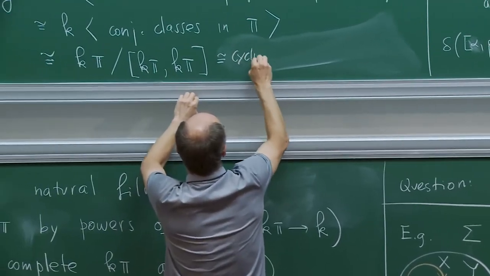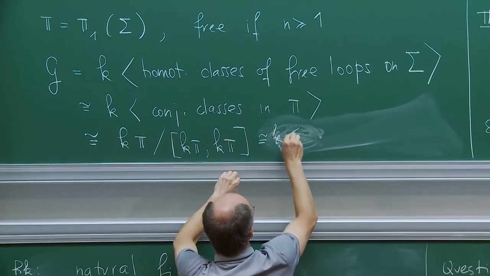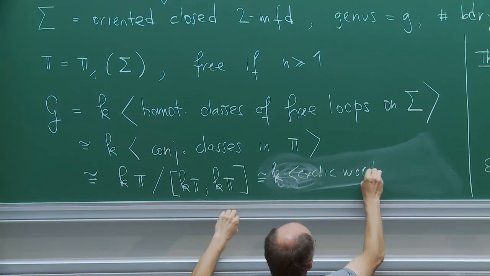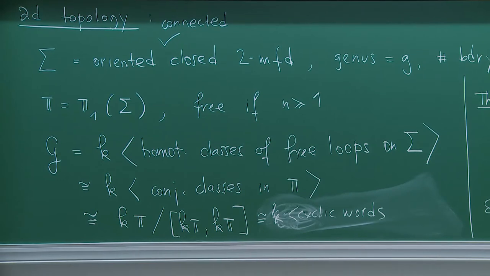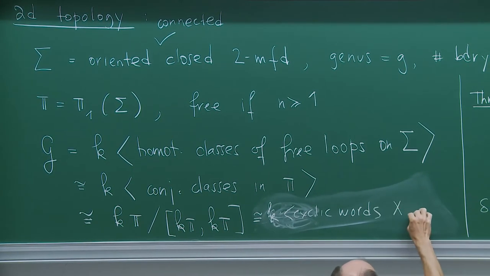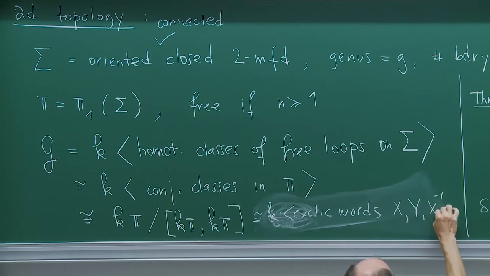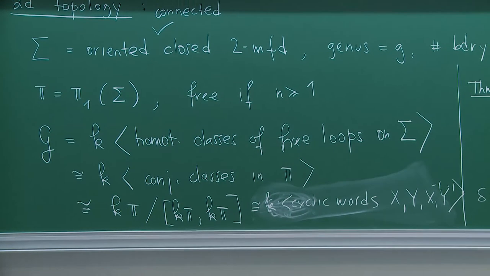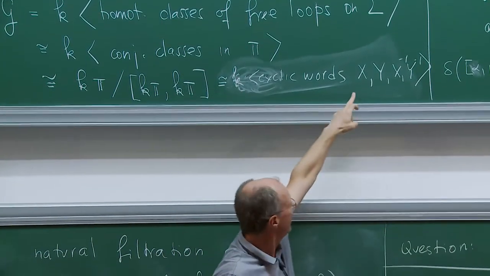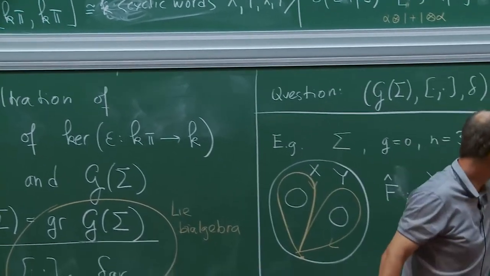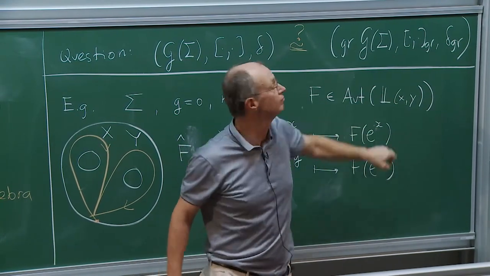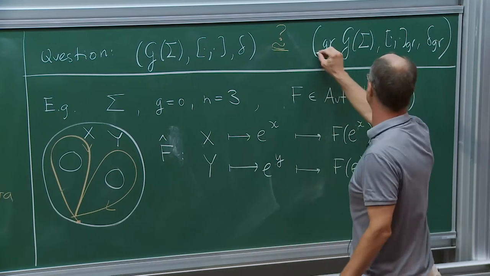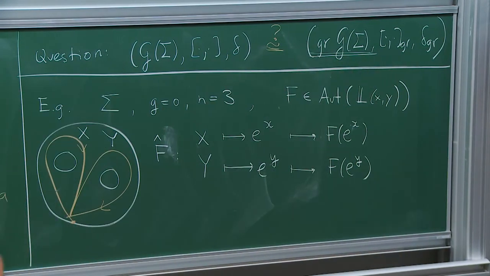right? So I was saying K of cyclic words, but cyclic words in what? So assume that we've chosen some basis of pi 1. In this case, the basis is X and Y. So here will be cyclic words in X, Y, X minus 1, Y minus 1, with standard relations that X times X minus 1 is equal to 1, Y times Y minus 1 is equal to 1. And if we make such a substitution, what we obtain are, a priori, infinite series in cyclic words in small x and small y.